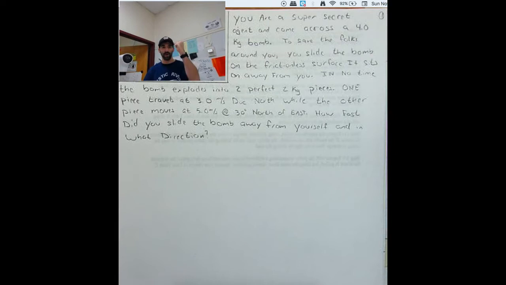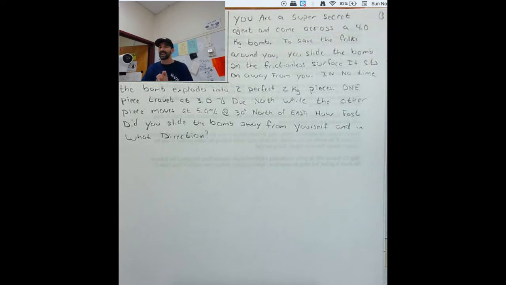An explosion is when you have one object doing something. It could be at rest, it could be moving, it doesn't really matter. And that one object, something happens, that's the explosion part, and it ends up as multiple objects. In introductory physics, we usually have one object that explodes perfectly into two pieces that are going exactly opposite each other, 180 degrees from each other. The problem I have out here is a little bit more complicated, but again, very, very straightforward.